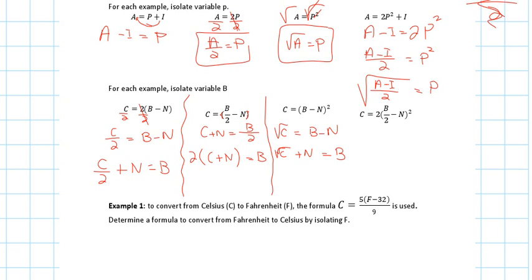What do you think we need to do for this one? Get rid of that 2 first, right? To get rid of that 2 first, I have to bring it over as a division. So I'm going to divide by 2 first. Then what do I do? Square root. I'm going to square root the whole c over 2.